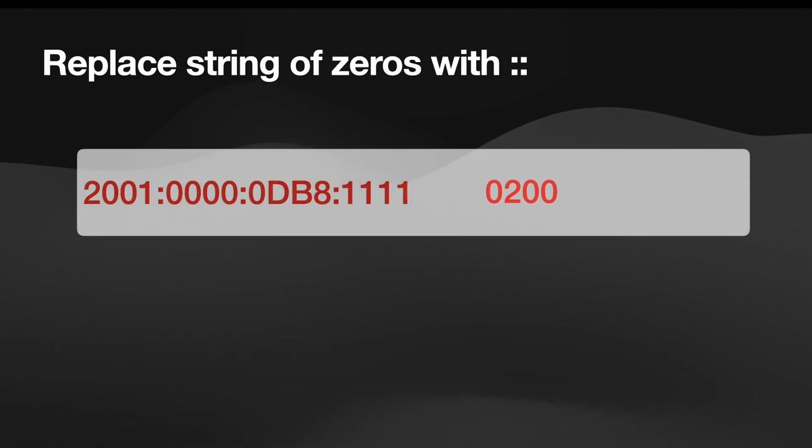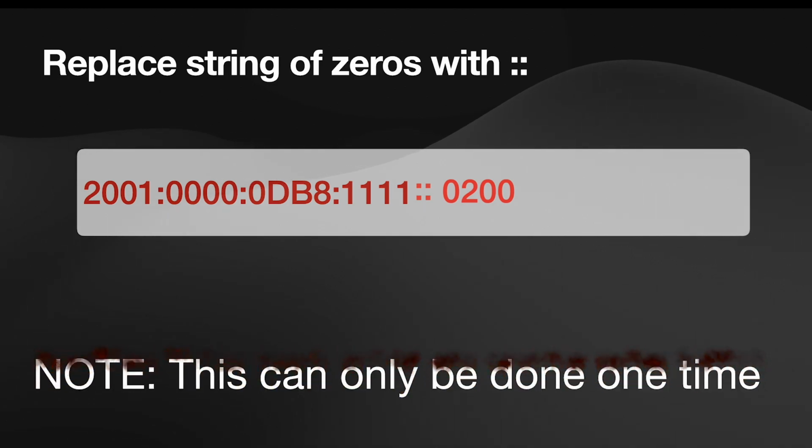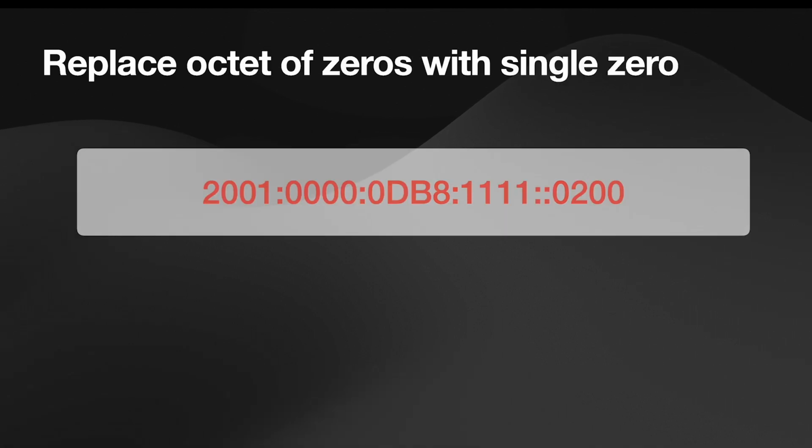And then we're just going to slide that over. And then we just add in 2 colons there. So you just put these 2 in there, and that signifies that there was a series of zeros. Now, there's one really important rule. This can only be used one time. All right, so we shortened this, but there's still more we can do.